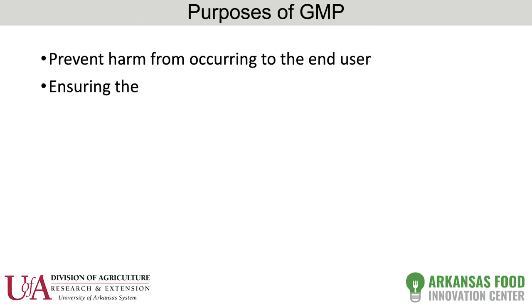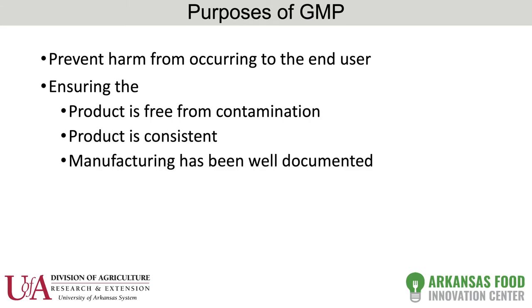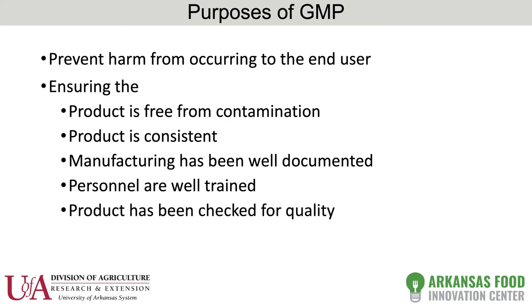GMPs help prevent harm from occurring to a product's end user, typically the consumer. They ensure that products are free from contamination, that products are consistent, that manufacturing has been well documented, that personnel are well trained, and that the product has been checked for quality.